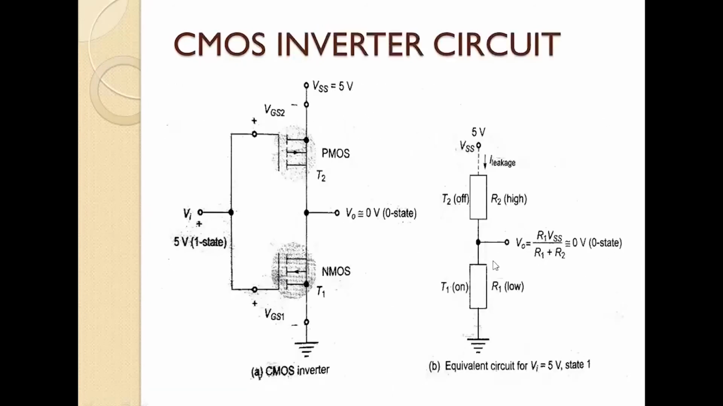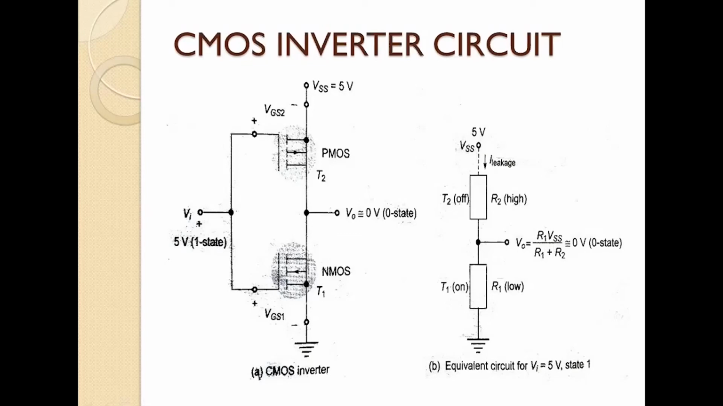So what is your voltage across this one? V0 equals input voltage. What is your input voltage? VSS is your input voltage. Input voltage into R1 divided by the sum of two resistors. So input voltage is how much? 5 volt. What is your R1? R1 is low. Low means what? 0. 0 into 5, 0. Therefore, your V0 is equal to 0.